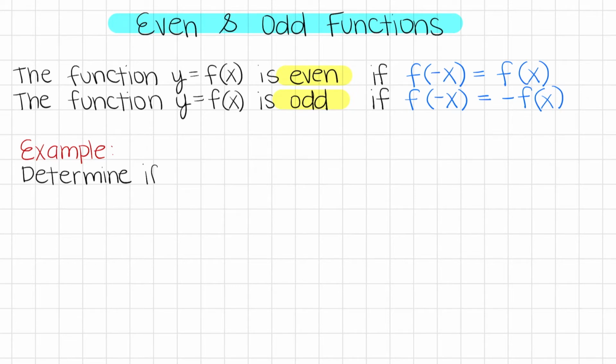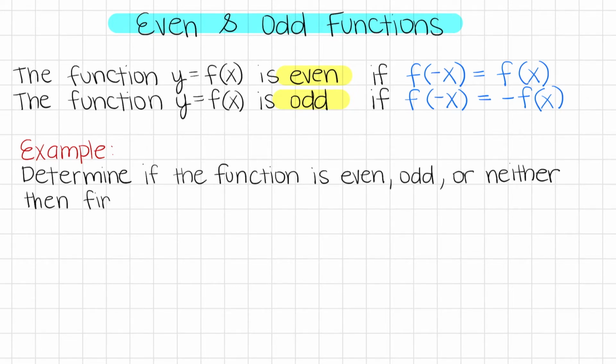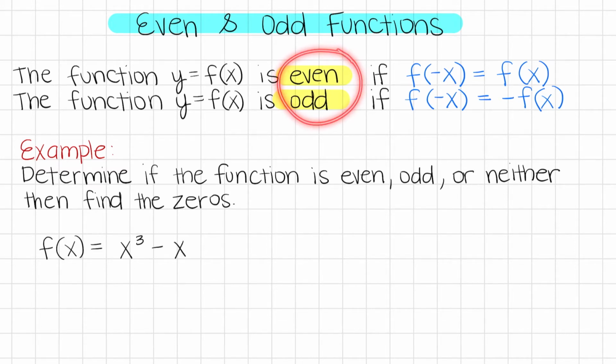We are told to determine if the function is even, odd, or neither, and then to find the zeros. We are given the function f of x equals x cubed minus x. In order to find whether a function is even or odd, we would find the function at negative x and assess the outcome, if the function doesn't change or if the function becomes the negative version of itself.